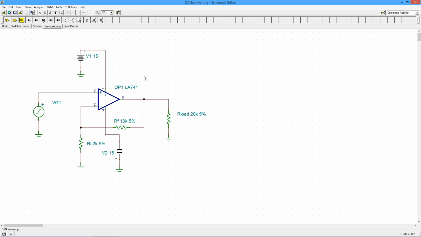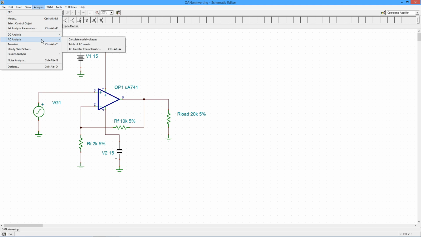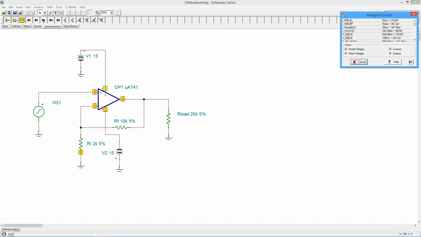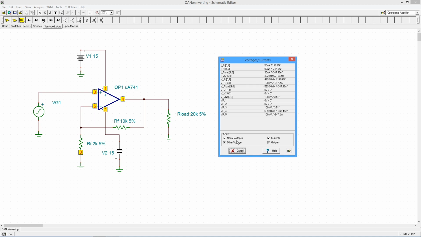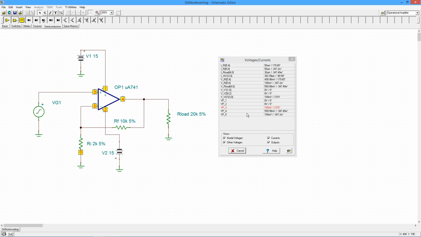Okay, so let's run a simulation. Now, we could do a transient sim on here, but it'll actually be quicker if we just do an AC analysis and get a table of AC results. Okay, so let's identify a few things, right? 3 was our input, so there's our 100 millivolts. And this, oddly, is showing a 3.5 femtodegree phase shift. Okay, we can ignore that.